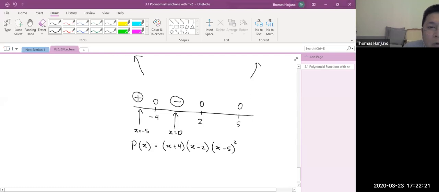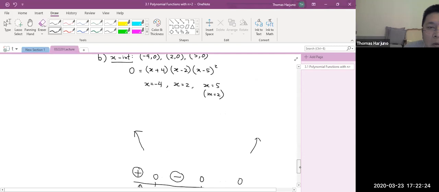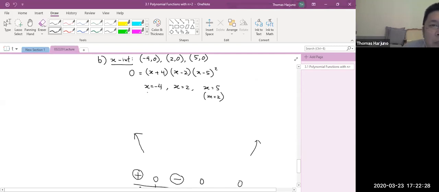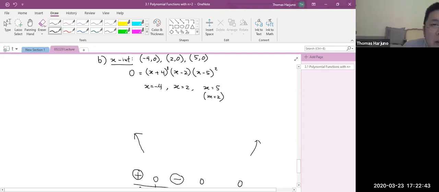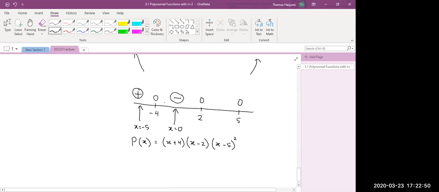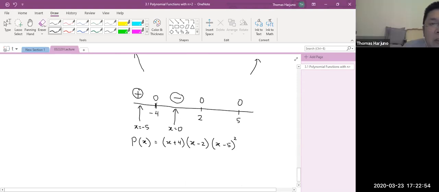Now notice that x equals negative 4, if we look back, is a zero with single multiplicity. X equals negative 4 is a zero whose multiplicity is 1. Do you see that? Yes. Because the multiplicity is 1, then x equals negative 4 is a critical number that guarantees the sign to the left and the sign to the right must be different. If the multiplicity is odd, let me say it again, if the multiplicity is odd, then the sign to the left of that critical number and the sign to the right of that critical number must be different. You see what I mean?